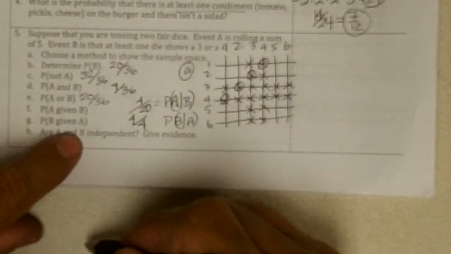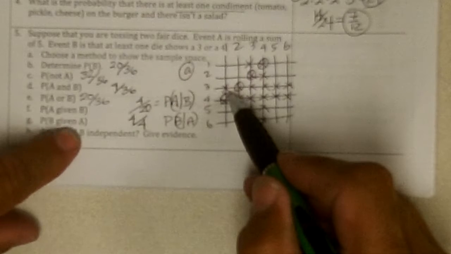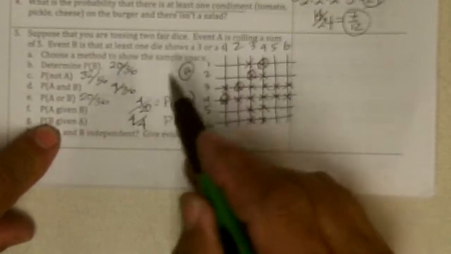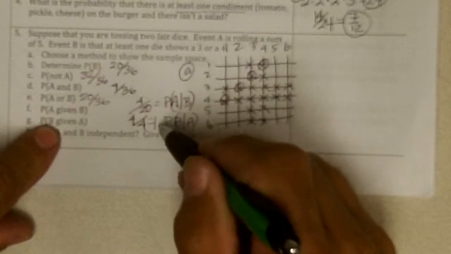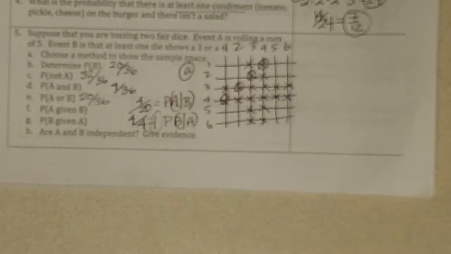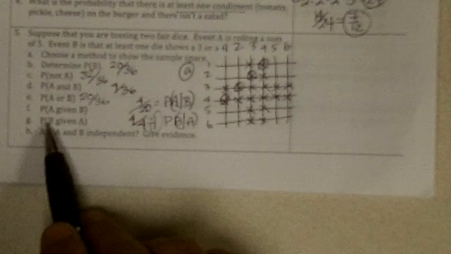Well, A is the circles. There are 4 of them. How many of the X's are in those circles? 4 out of 4, which is probability of 1. Are A and B independent? Let's see, we did A given B. We'd have to compare it to A. Or B given A, we'd have to compare it to B. Probability of B was 20 out of 36. B given A is 1, so they're not independent.